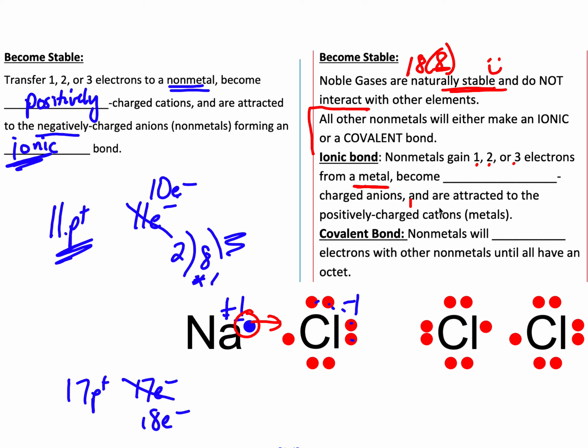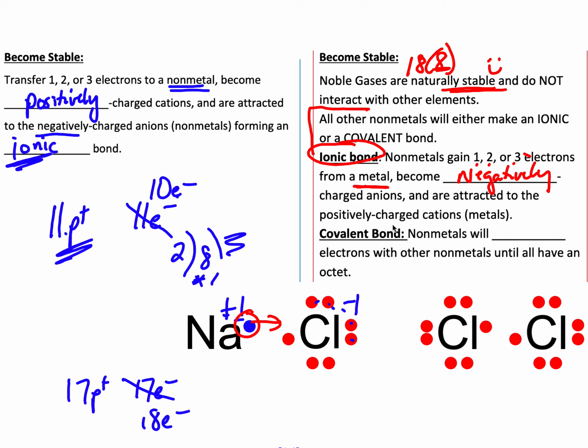So if there is a metal around, only if there's a metal around, nonmetals can gain electrons from them. They can become negatively charged. And they're going to be attracted to the positively charged cations or metals that they just took the electron from. And they form an ionic bond, positive, negative, attracted.